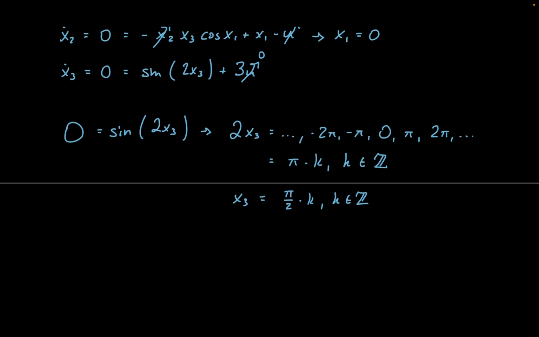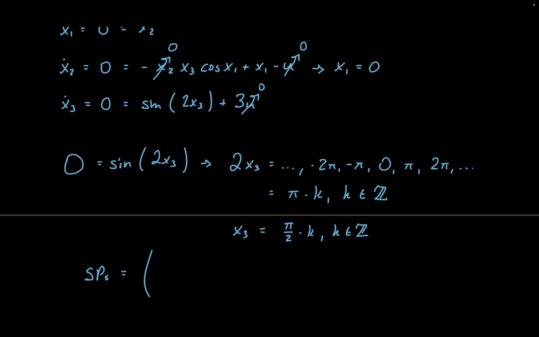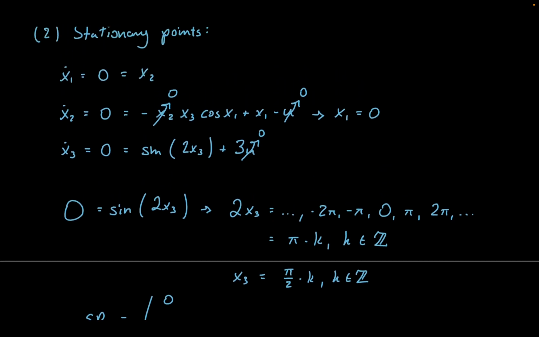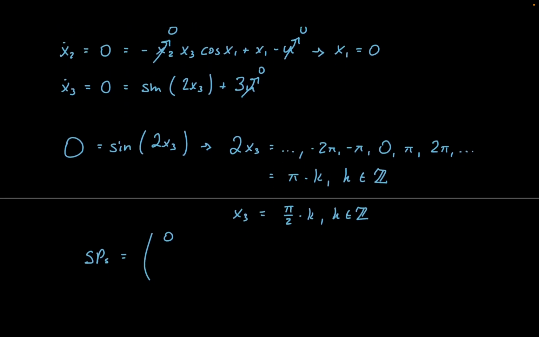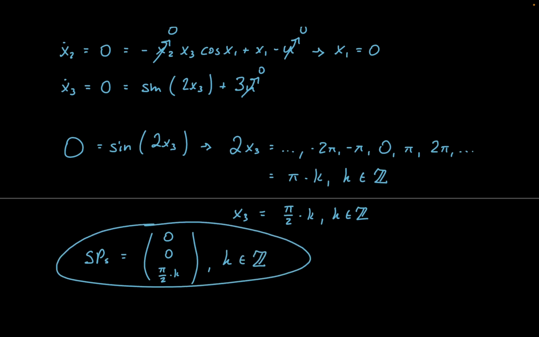So that means our stationary points, we can write all those out. Our x1 value will always be 0 here in our stationary form, our x2 value will also be 0, and then our x3 value is pi over 2 times k, for a k that is an integer. And now we actually have all of our stationary points for our system.